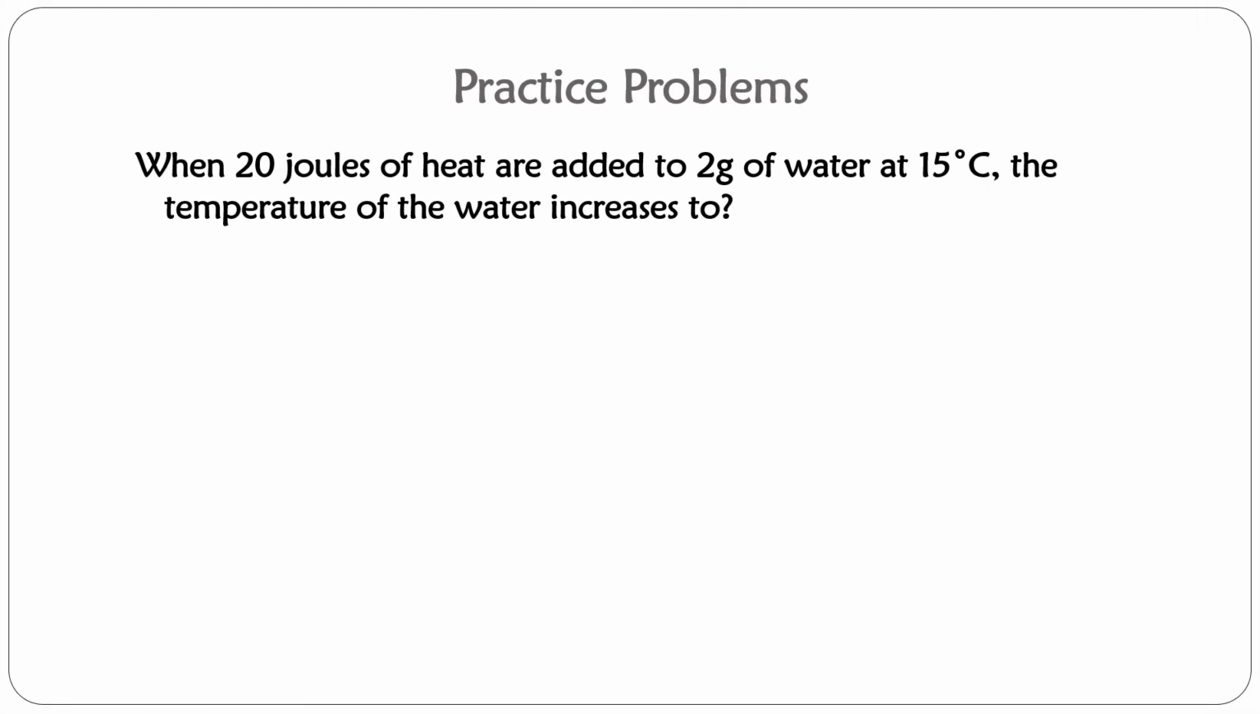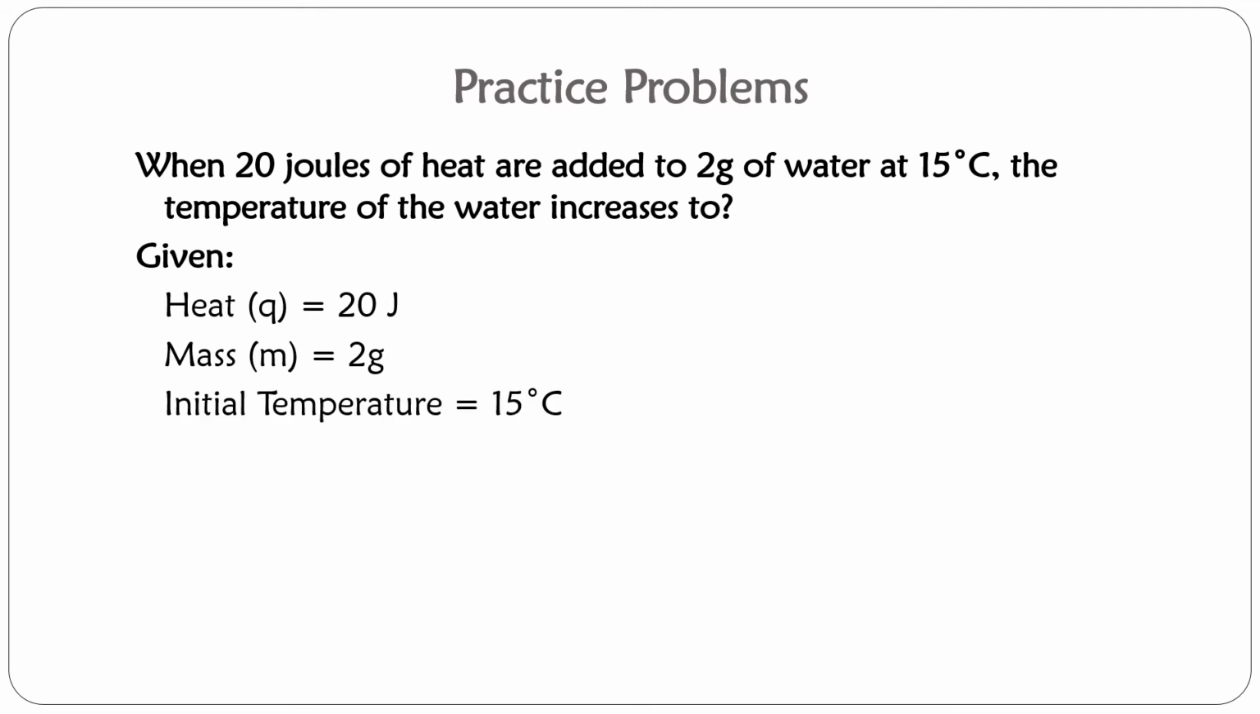Here's another type of question. When 20 joules of heat are added to 2 grams of water at 15 degrees Celsius, the temperature of the water increases to what? So now let's see what's given. We are given the heat, which is 20 joules. We are given the mass, which is 2 grams. We are given the initial temperature, which is 15 degrees Celsius.